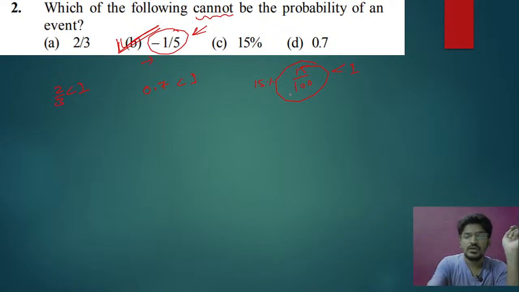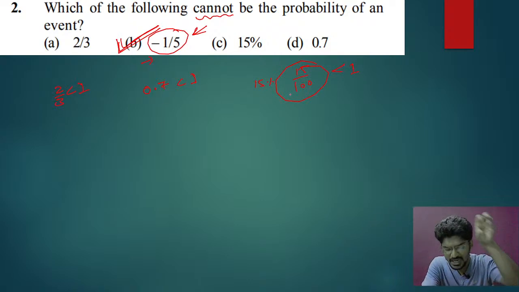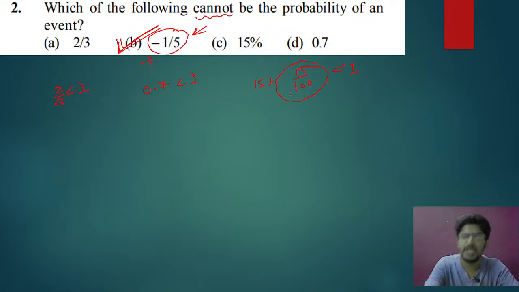Okay. So I think you got the answer. The answer is very simple. Which of the following cannot be probability? Here, what cannot be probability is minus 1.5, because probability cannot be negative. Okay.